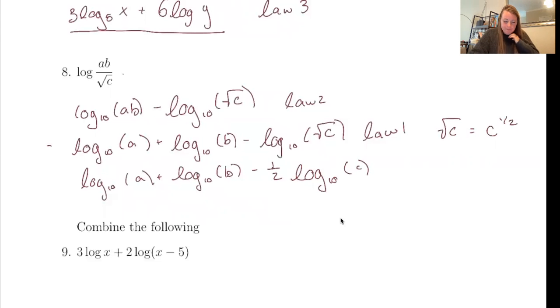Okay, so that was how we can expand. You can see each log has one thing inside of it, one number, one variable, and each one of those variables is raised to the first power, because any power we can just move out front. So that's what we mean by expanding.